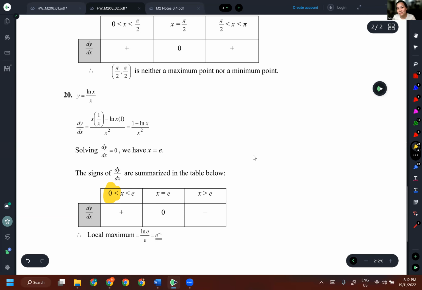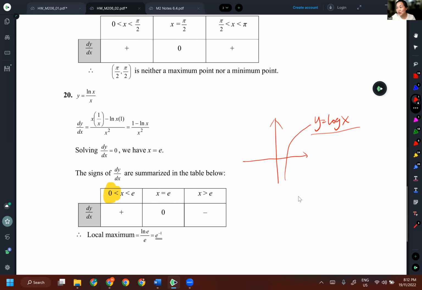You would put in some number smaller than e, but greater than 0. But later on, you must realize that it's undefined when x is smaller than 0. So there will be nothing on the curve on the left-hand side, to the left side of the y-axis. What do I mean? Just like the log graph, for example, y equals log x, this graph is undefined when x is smaller than or equal to 0. So the graph doesn't have the left half. It's blank on the left.